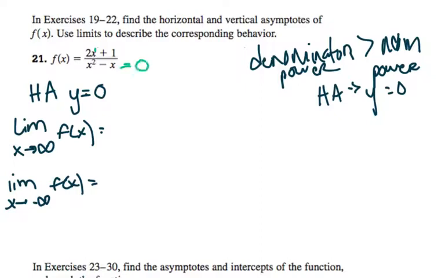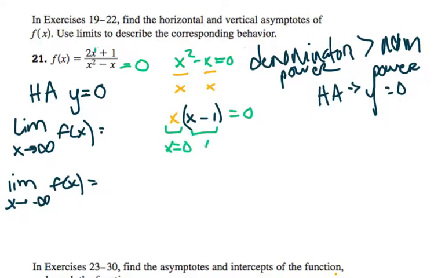because if we set this denominator equal to 0, you're going to end up with x squared minus x equals 0, or if you factor out those x's, you're going to get x times x minus 1. And so to make this set 0, you need an x of 0. And to make this set 0, you need an x of 1. So x of 1 and 0 are going to be our vertical asymptotes.